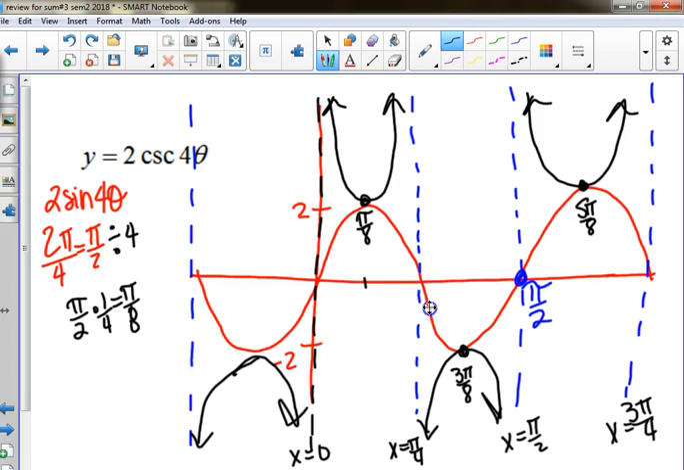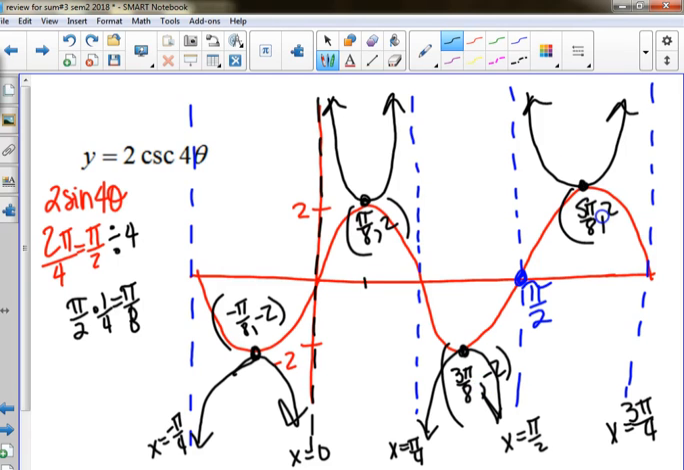And then the asymptote is the same distance. So this is negative pi over 4. And what is this? Same distance, right? So it's negative pi over 8. It just happens to be at -2. And this one was at +2. And this one is at -2. And this one is at +2. Did I manage to make it a little less obnoxious looking?